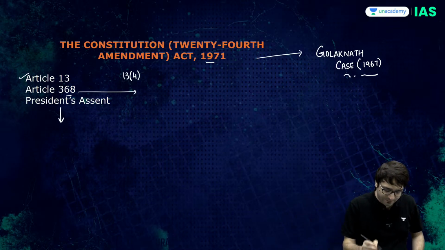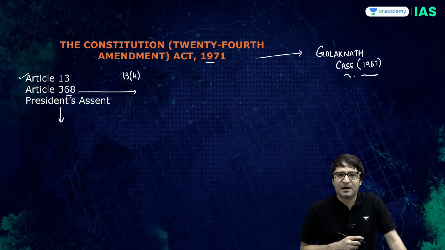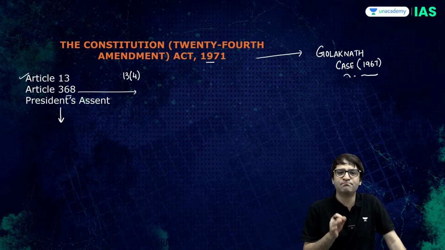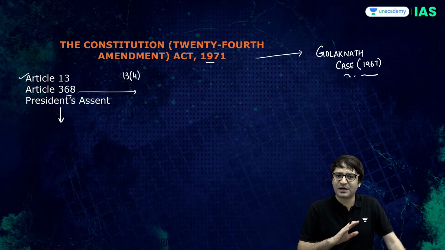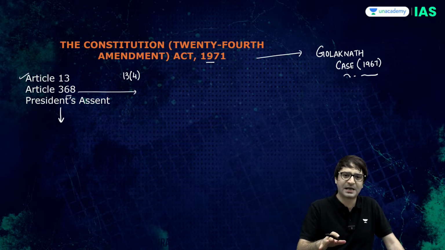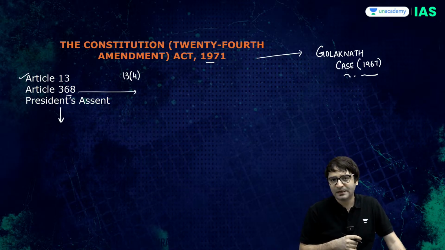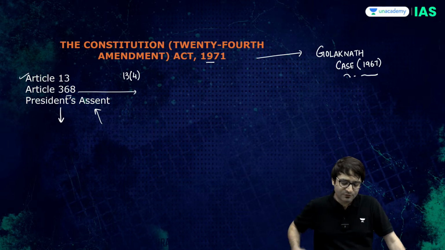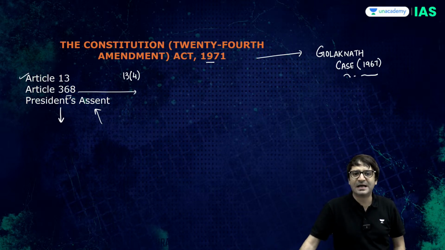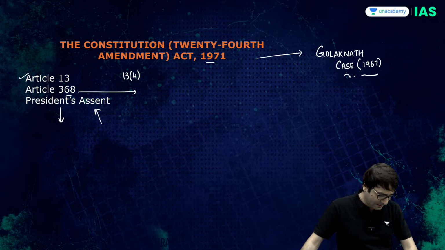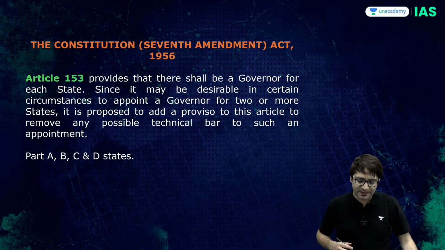Any constitutional amendment bill passed by the Parliament and sent to the President, it is obligatory, it is mandatory on the President to give assent to a constitutional amendment bill. The President cannot send the constitutional amendment bill back. The President cannot use the veto. That was done by the 24th Constitutional Amendment Act, 1971. Clear? Let's look at another constitutional amendment.